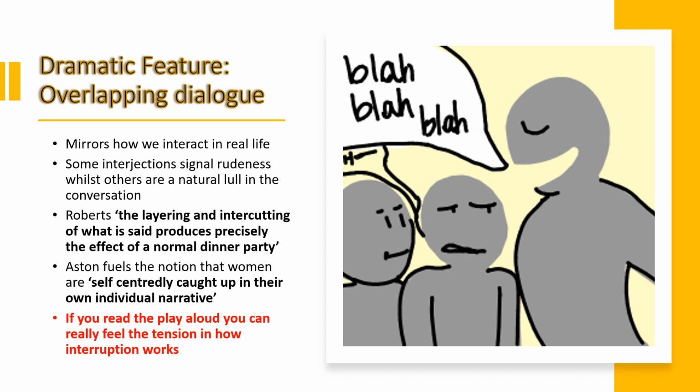Philip Roberts, that is, talks of the layering and intercutting of what is said that produces precisely the effect of a normal dinner party. And he's talking about that sense of realism and naturalism, actually, in the way that Churchill writes this. Yet Elaine Aston takes a totally different view. She believes it fuels the notion that women are self-centeredly caught up in their own individual narrative, and she dislikes that and thinks it's actually a good way of tarnishing women. I'd also urge you to read the play aloud so you can feel the tension in how the interruption works to fuel your own interpretation.